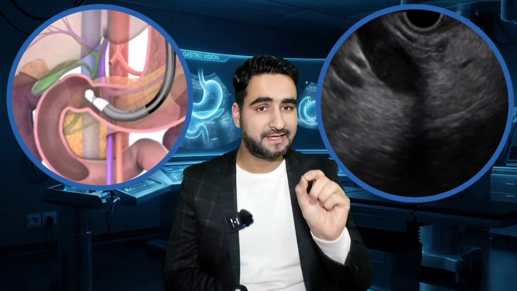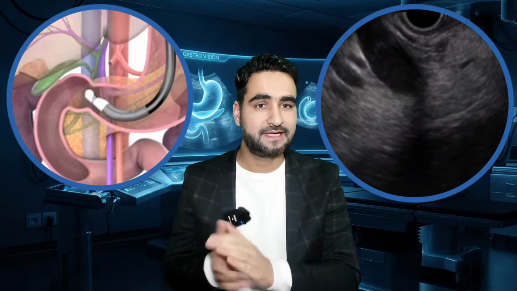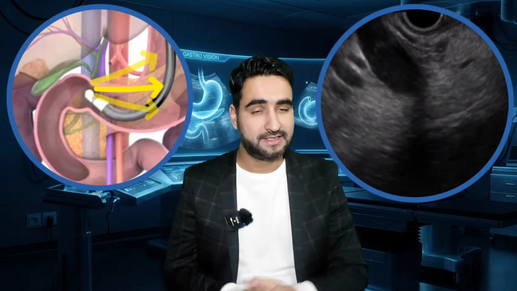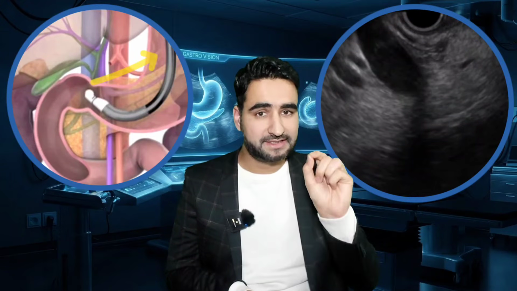Now let's trace the acoustic beam path. Starting from the caudal, that is the distal end of the transducer, the beams travel from the portal vein, then continue towards the pancreatic body.